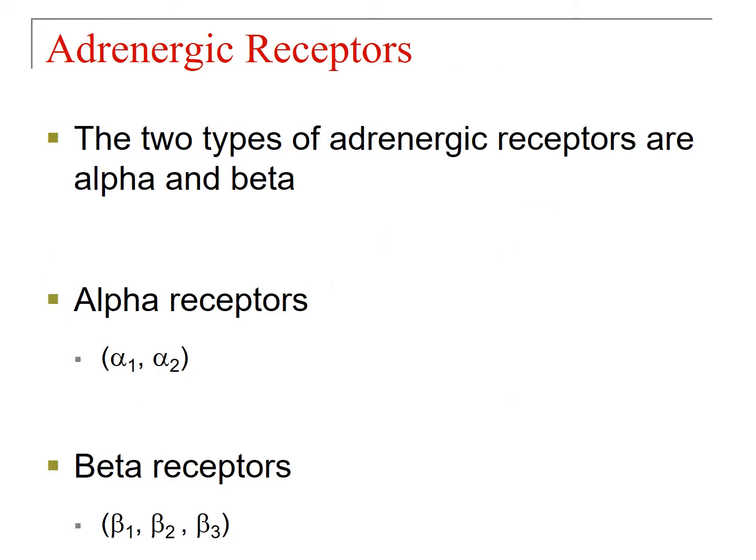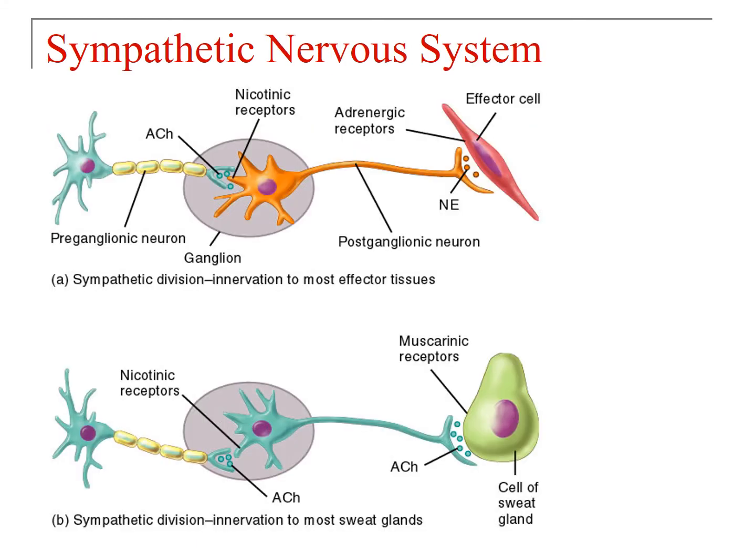So again, the two types of adrenergic receptors are alpha and beta. You've got alpha 1 and 2 receptors. You've got beta 1, 2, and 3 receptors. So basically with the sympathetic nervous system, you have the release of norepinephrine at all effectors except for the sweat glands. And in sweat glands, your receptors are going to be muscarinic. With your other effectors for the sympathetic nervous system, they're going to be adrenergic. Of course, they're going to be adrenergic because acetylcholine doesn't get released at postganglionic neurons of the sympathetic nervous system.